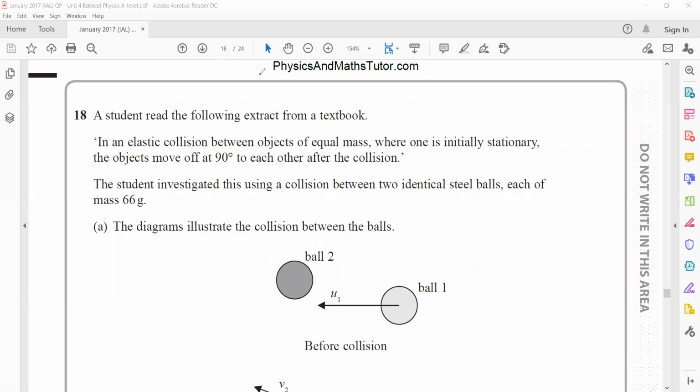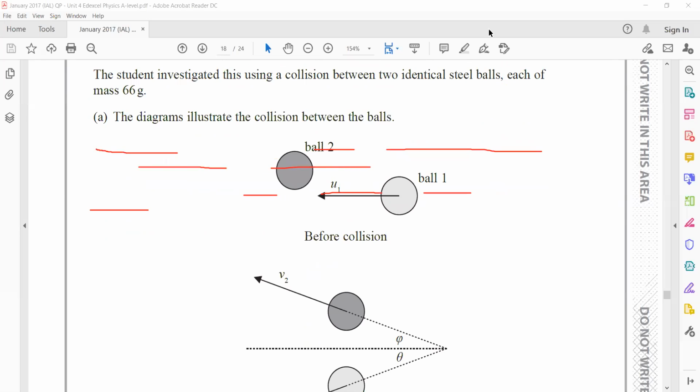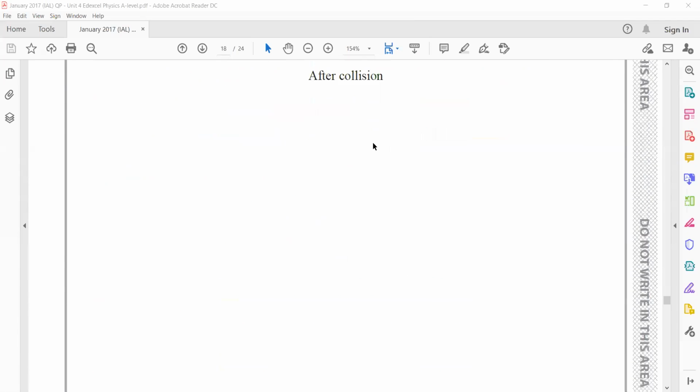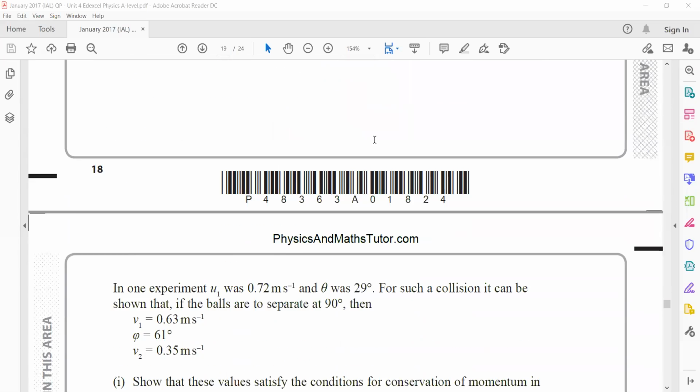In question 18, a student reads the following extract from a textbook. In an elastic collision between objects of equal mass, where one is initially stationary, the objects move off at 90 degrees after collision. The student investigates using a collision between identical steel balls, each of mass 66 grams. The diagram illustrates the collision between the balls. So a moving ball collides with a stationary ball, and if the collision is elastic, the angle should be 90 degrees between them.